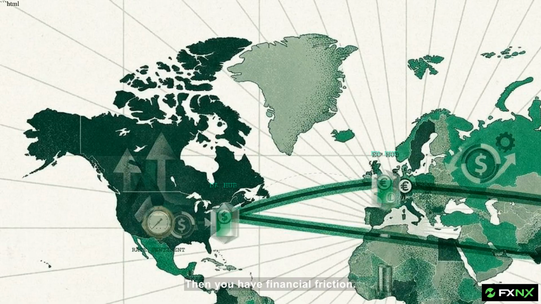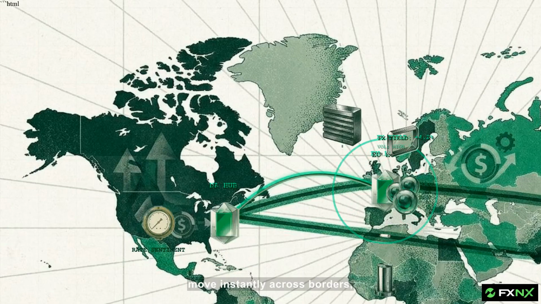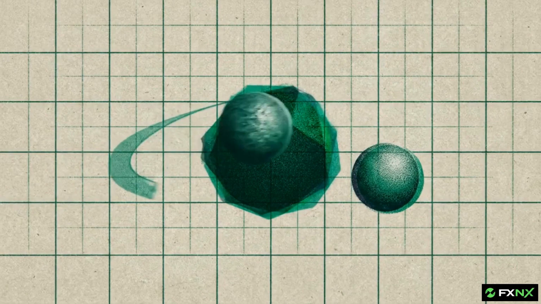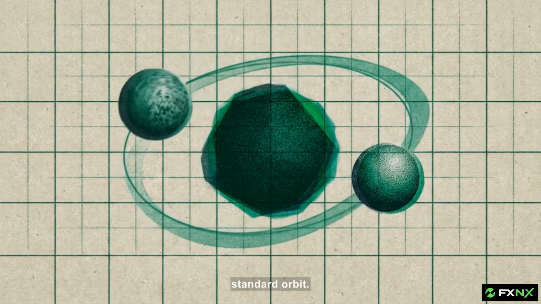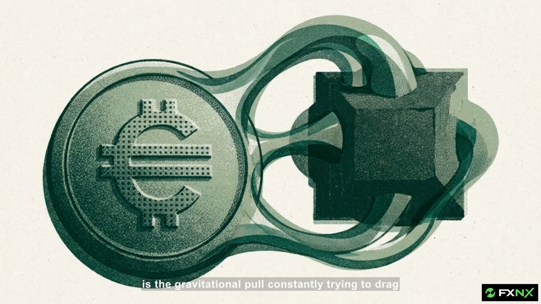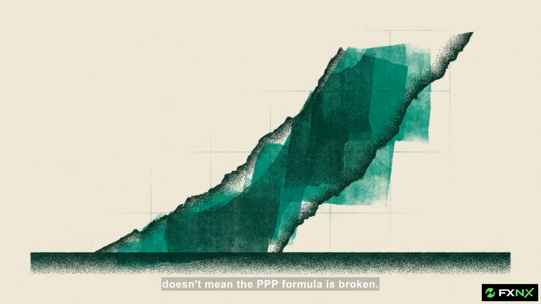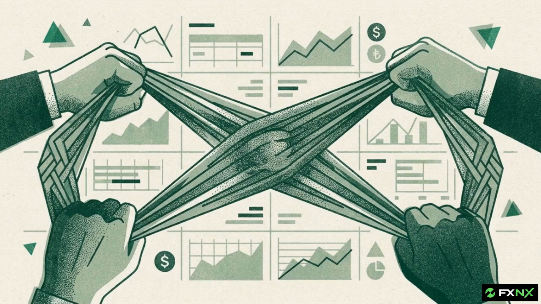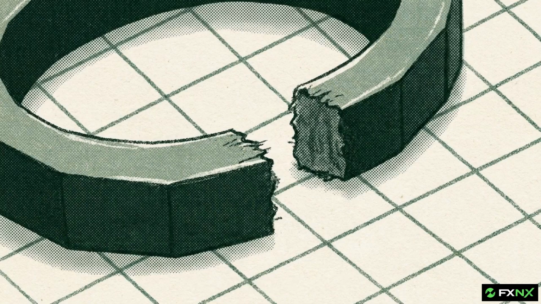Then you have financial friction. Billions of dollars in speculative capital move instantly across borders, chasing higher yields when central banks adjust interest rates. That speculative capital acts as velocity, easily pushing a currency pair out of its standard orbit. PPP, on the other hand, is the gravitational pull constantly trying to drag it back. A long-term deviation doesn't mean the PPP formula is broken. It measures the tension of a stretched rubber band. The further it pulls from fair value, the harder it will eventually snap back.